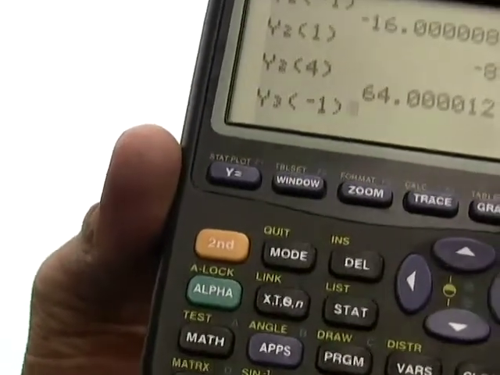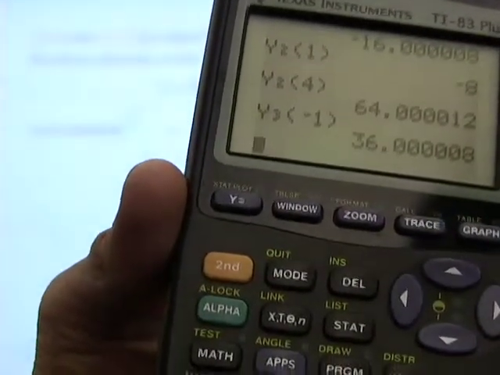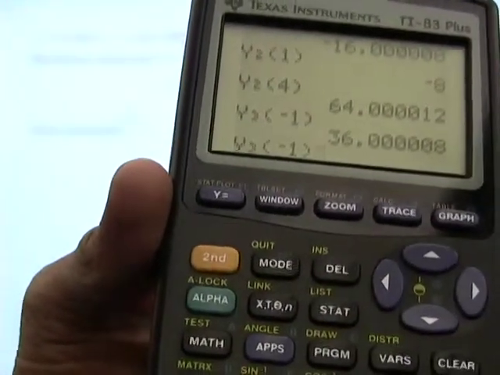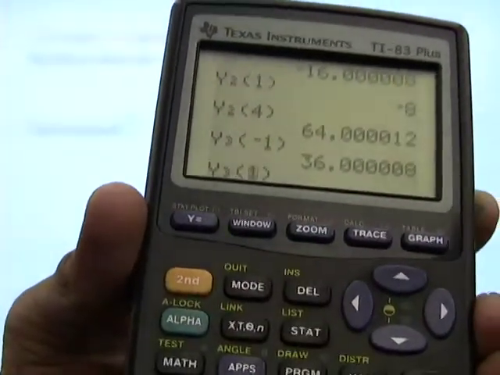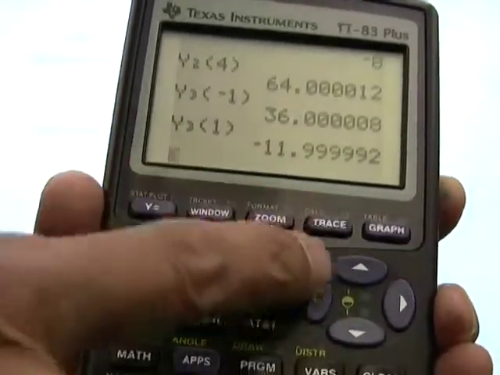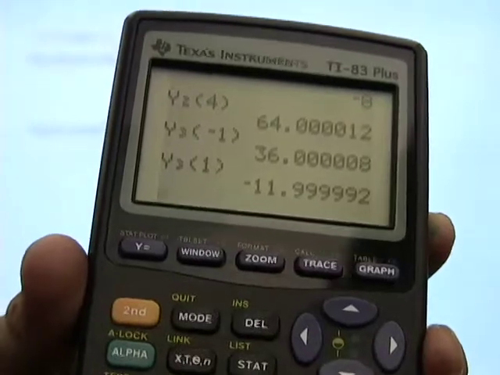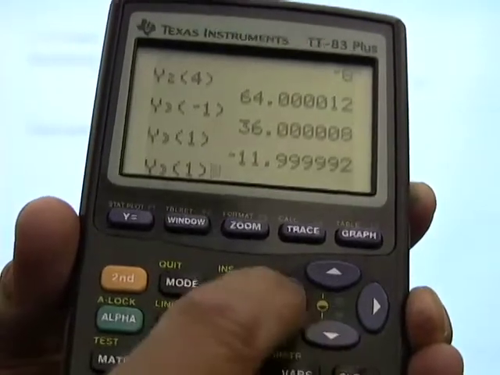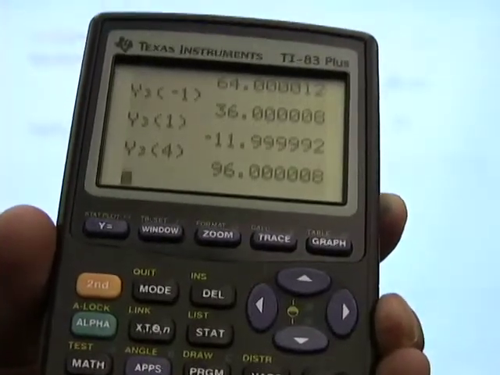So y3 of negative 1 is positive. We don't need the value. It's positive. How about y3 of 1? Well, second, enter, and change it to y3 of 1. Just delete that negative. Well, that is negative. So you can see the second derivative is positive in the first interval, negative in the second interval. All right. Go and try that one more time. Change that 1 to a 4, and there you have positive.